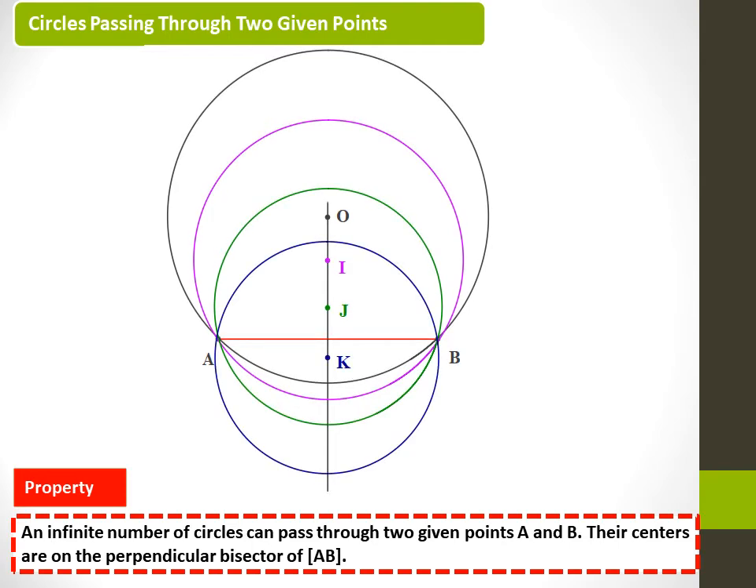And at last I take point K. I draw the circle of center K and of radius KB. The circle passes through A and B. I can take an infinite number of points and draw an infinite number of circles that pass through A and B.